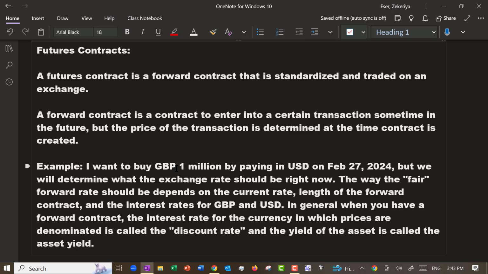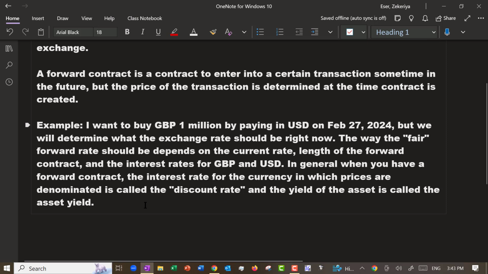Sometimes, if you're doing a forward contract on a stock, for example, the dividend yield is going to be the asset yield. For commodities, there is something called convenience yield; transaction costs, storage costs, and that sort of stuff will be taken into account. We're going to look at the commodity stuff later, but for now, let's concentrate on forward contracts.